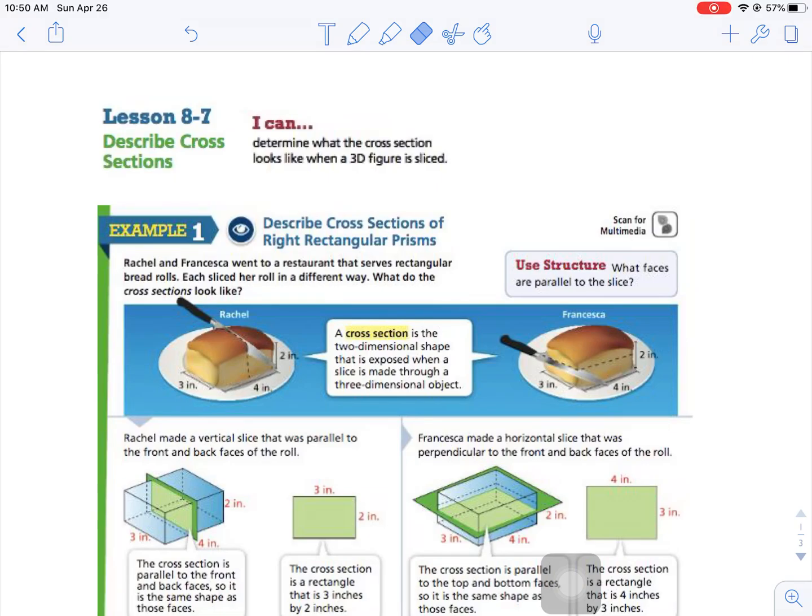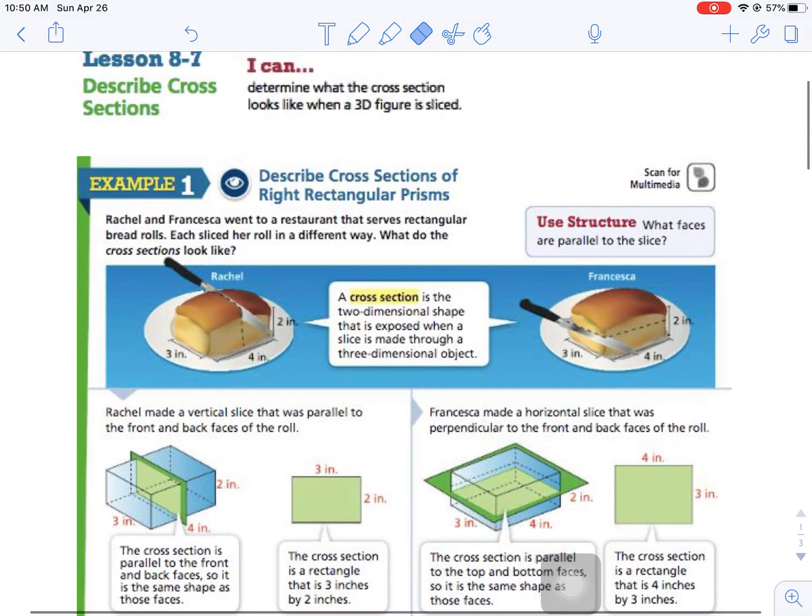Okay, so today we are going to be talking about how we can describe cross-sections and what a cross-section actually looks like. A cross-section is a two-dimensional shape that is exposed when a slice is made through a three-dimensional object. So example one is saying that Rachel and Francesca went to a restaurant and they each got a rectangular bread roll and they each sliced their roll in a different way.